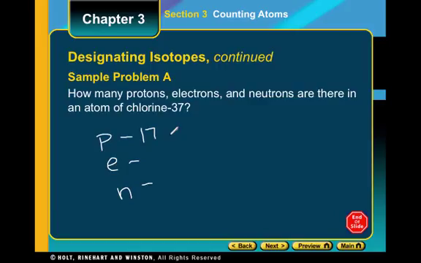Periodic table. Remember, 37 is your mass number, which is protons plus neutrons. So you have to look up the number of protons. How many electrons would there be? 17. And then how many neutrons? Right. So the protons plus neutrons need to equal 37.